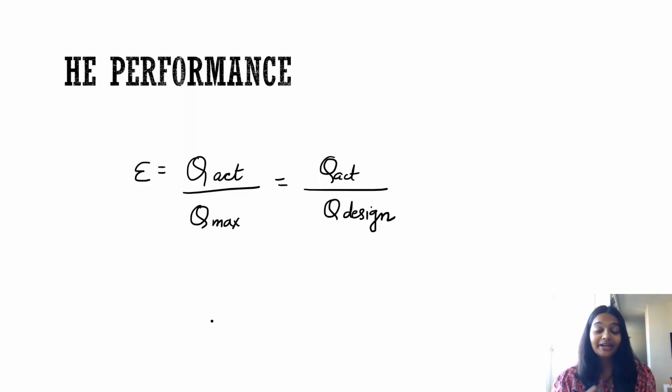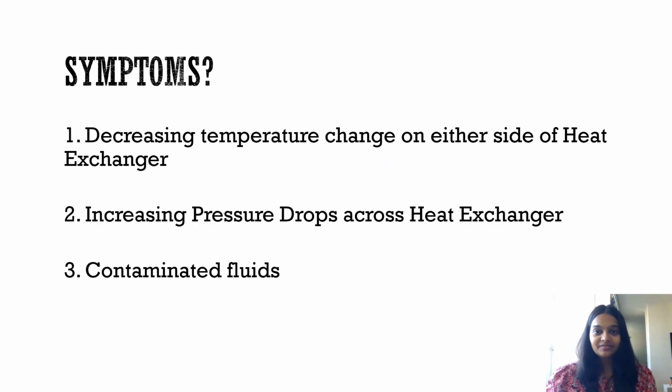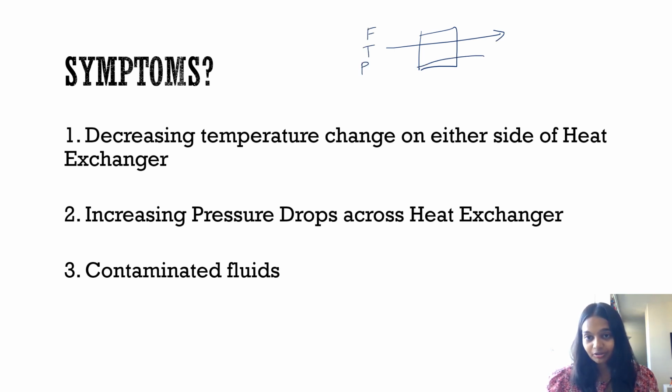Now, as we know, the heat exchanger performance can be measured by Q actual upon Q max, that is what is the actual heat transfer that is happening upon those of the design. So whenever you find that the particular heat transfer rate is decreasing, it means your heat exchanger is not working properly. Now, as we know in the process DCS control on a particular heat exchanger, you can see the fluid flow, temperature and pressure of both the side, hot and cold.